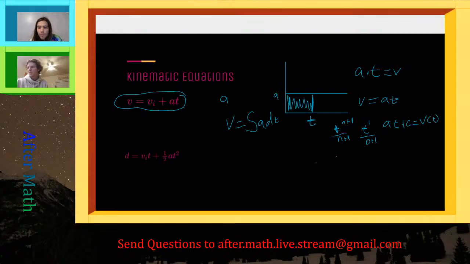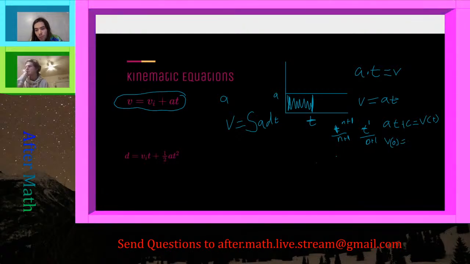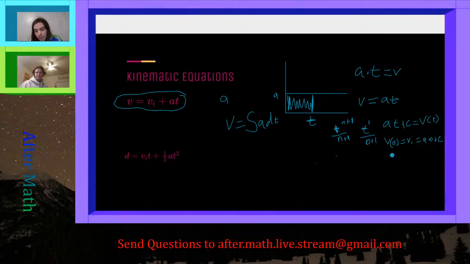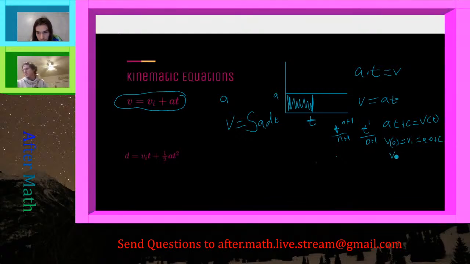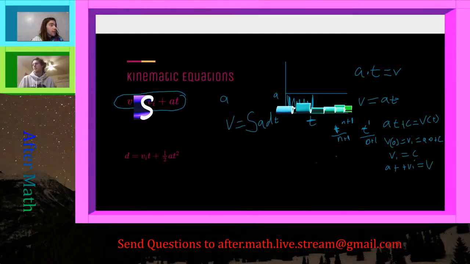So what we're going to do is say that v of 0, so at time 0, equals vi. And that equals a times 0, because it's v of 0 plus c, and we get left with vi equals c. So then you get at plus vi equals v. And that is totally solved.